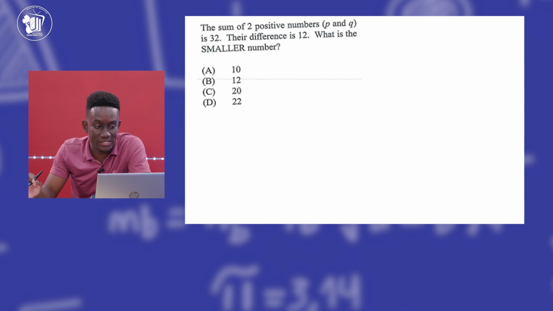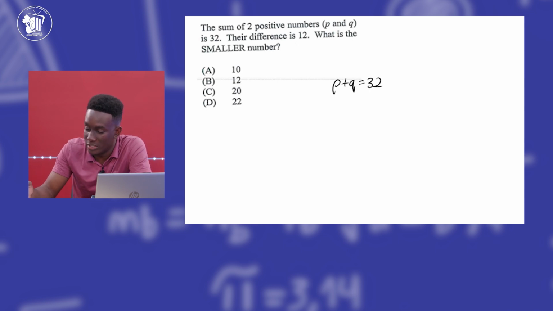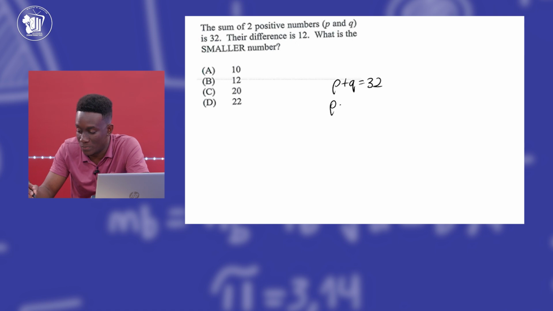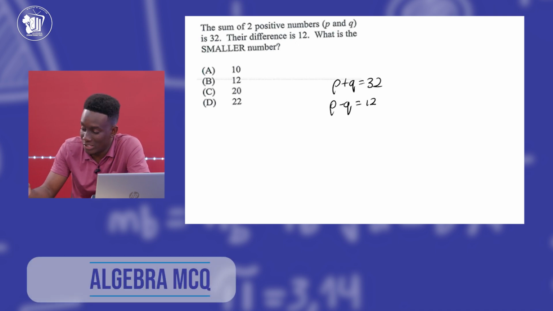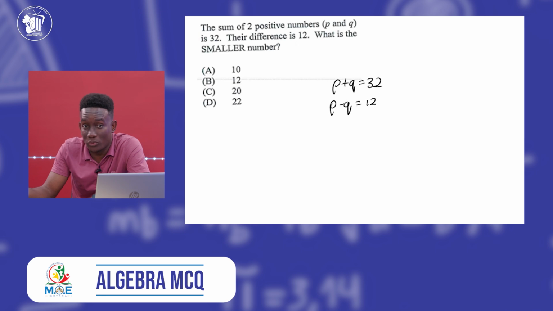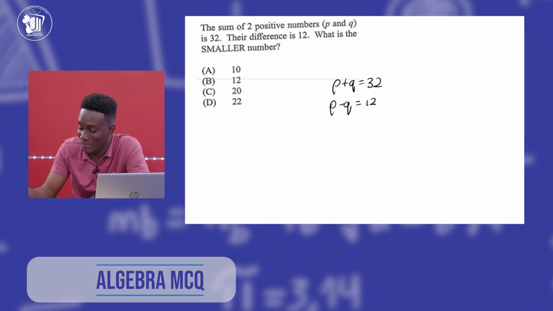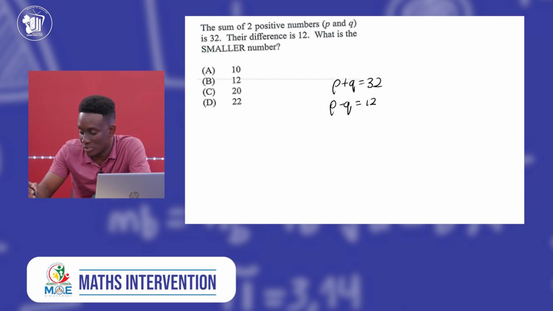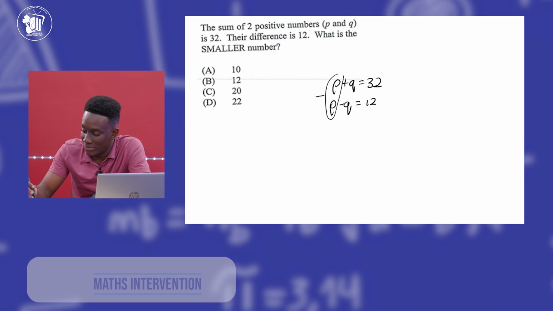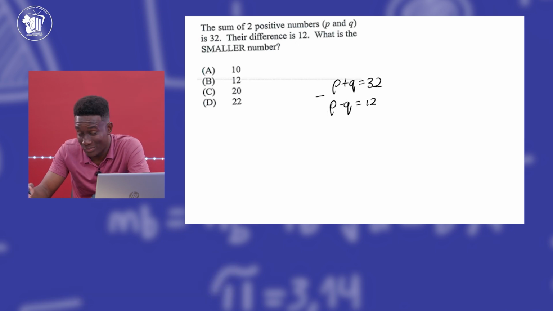So the next question says, the sum of P plus Q is equal to 32. Their difference is 12, so P minus Q is equal to 12. What is the smaller number? So we have a simultaneous equation we want to solve here. We can do the method of substitution, or we can do the method of elimination. Let's do the method of elimination, so that looks easier. The coefficients here are already the same, so we just need to subtract the like terms to get rid of this variable.